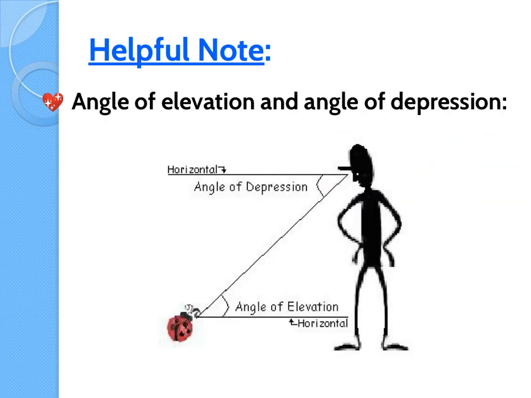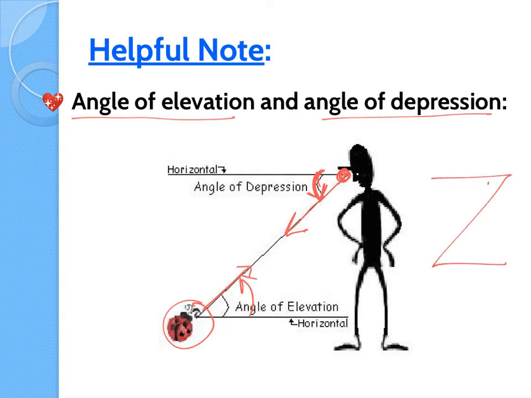Keep in mind, we're going to have some word problems. We're going to be doing the angle of elevation and the angle of depression. So if you're this person here and you're up at their eyeball and you are looking down at this ladybug, that means down in this direction, that's going to be the angle of depression right in there. If you are the ladybug and you are looking up at this person, that's the angle of elevation there. So our angle of depression is there, angle of elevation is there.